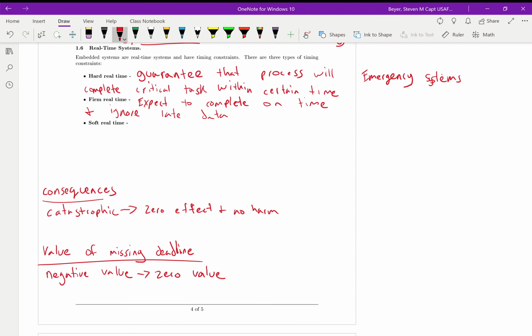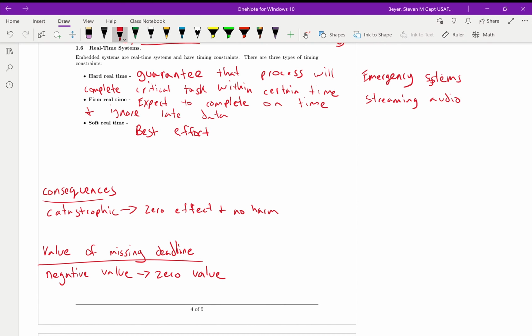And then for firm real time, think of this as like streaming audio, where we can lose packets, we can lose data, and we'll still be able to have a good song. If we start losing quality of the music, if we lose too much, obviously the song's going to start sounding bad, but we can lose some data and still be fine.